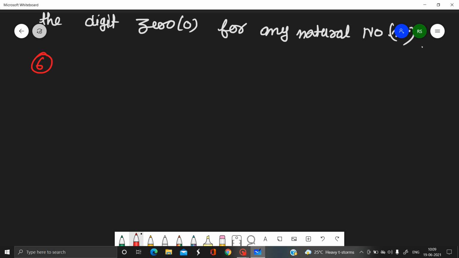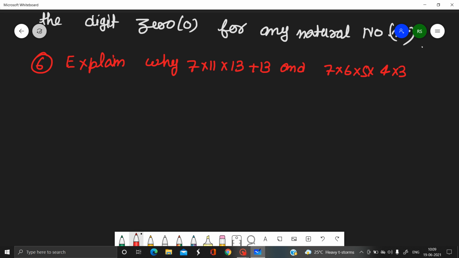Question number 6 is saying here, explain why 7 into 11 into 13 plus 13 and 7 into 6 into 5 into 4 into 3 into 2 into 1 plus 5 are composite numbers.